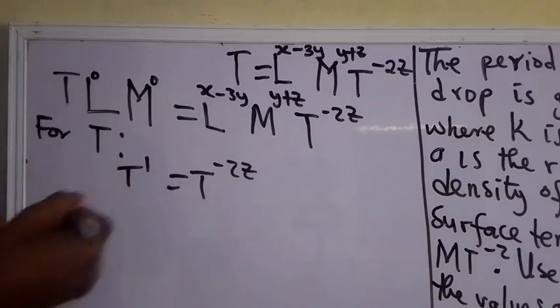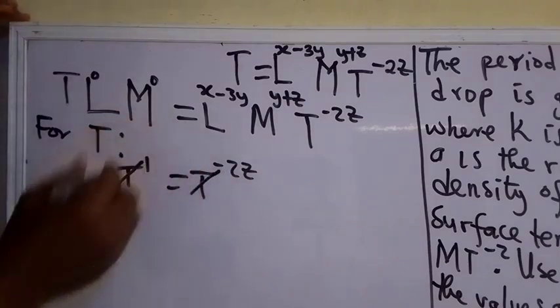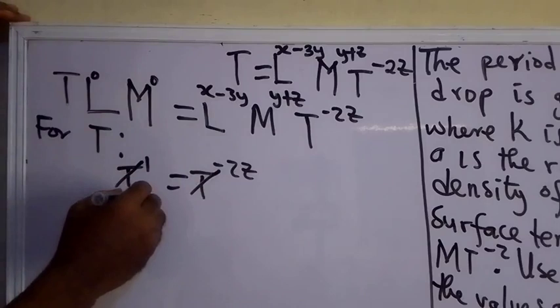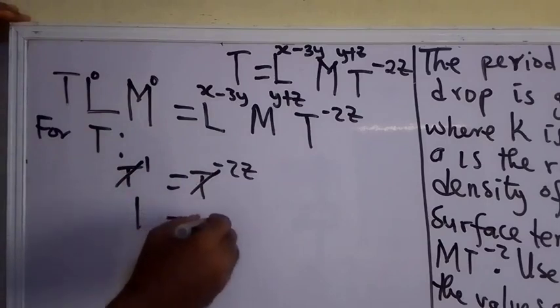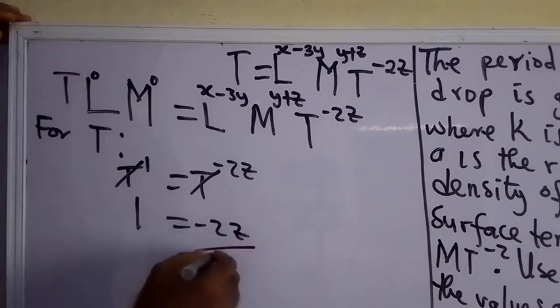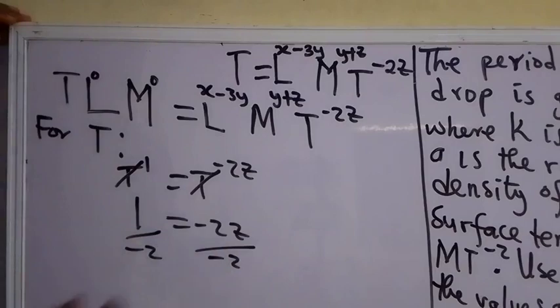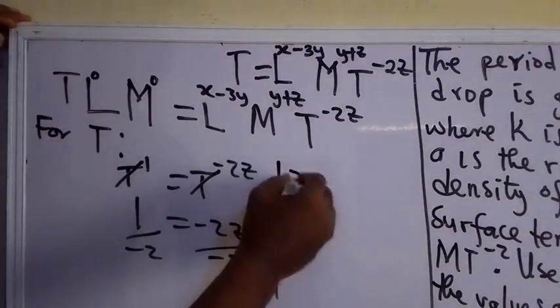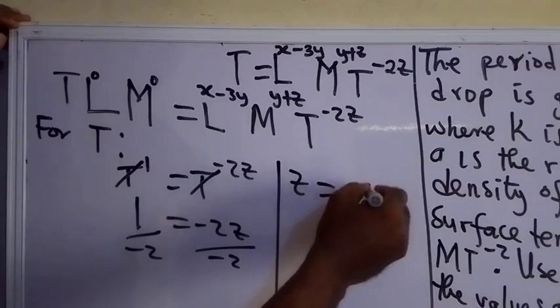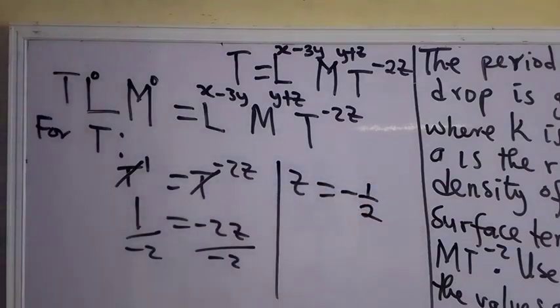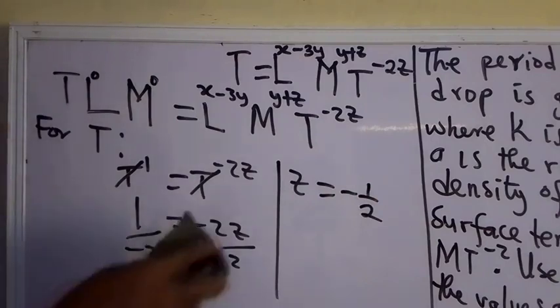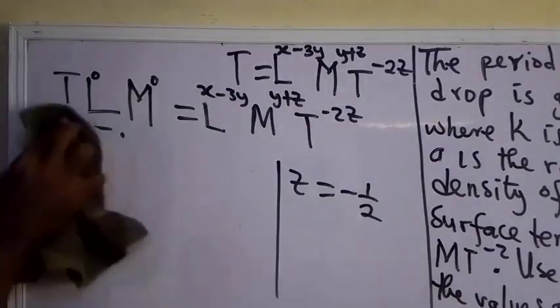That means their bases are the same, so we can eliminate the same bases. When I equate their powers, 1 is equal to minus 2z. Since we are looking for z, we divide both sides by minus 2. So we say that z is equal to minus 1 over 2.